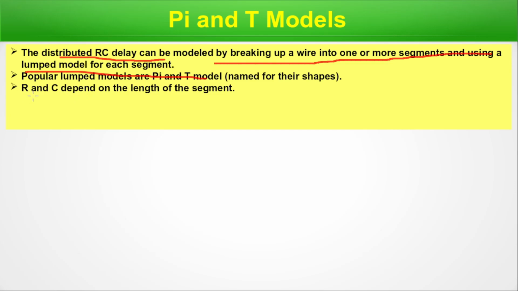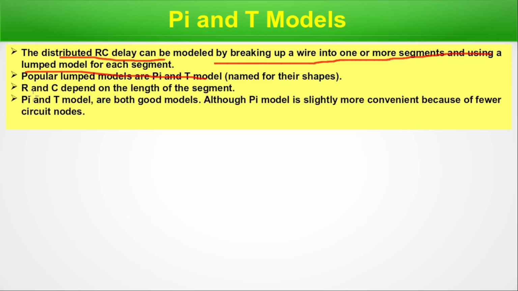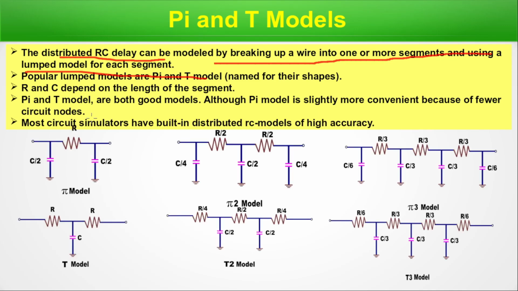Pi and T models are both good models, although the pi model is slightly more convenient because of fewer circuit nodes. Most circuit simulators have a built-in distributed RC model of high accuracy, so everything is included in circuit simulators. The pi model, pi 2 model, pi 3 model, and T, T2, T3 models are popular models. So let's move to the next slide.